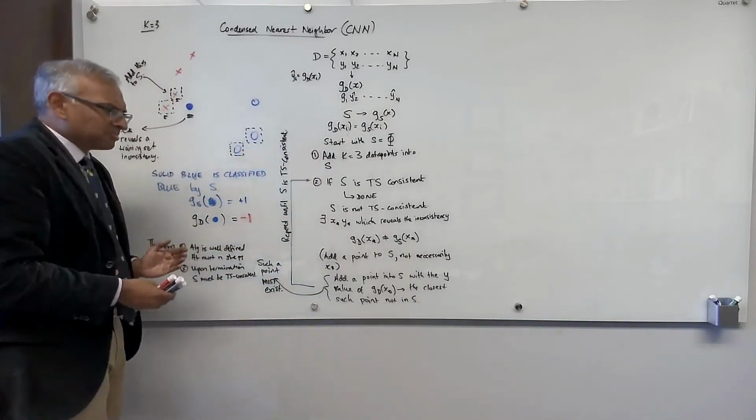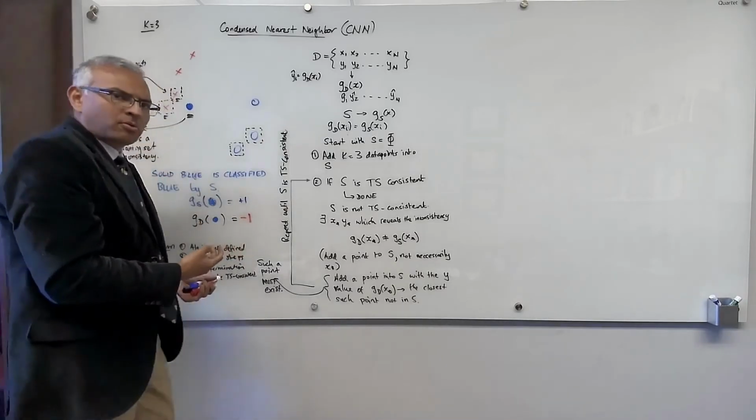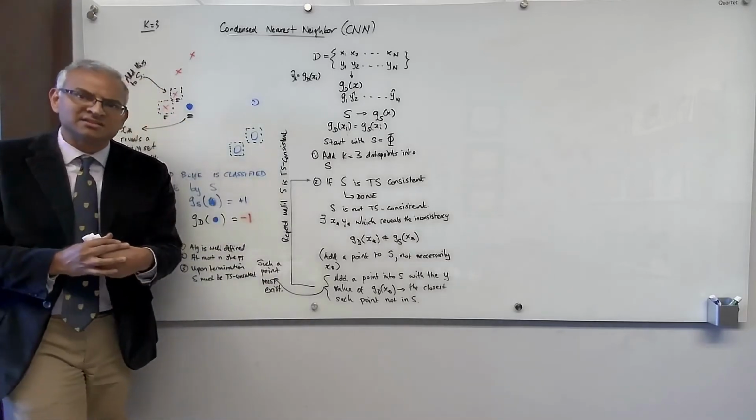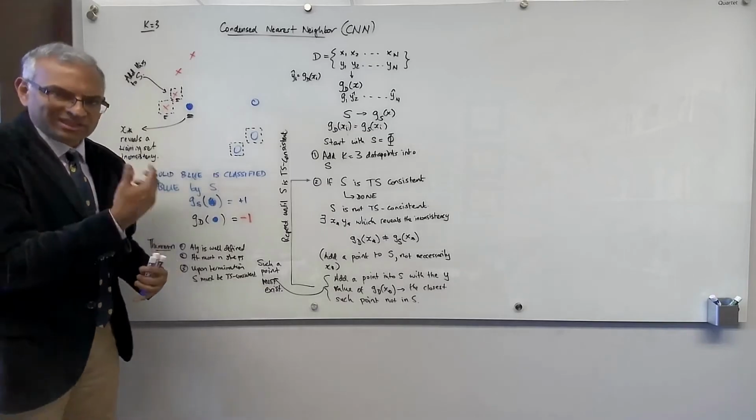It's relatively simple. The basic idea is iterative. At every step, if you're not training set consistent, add a point that's going to improve the training set consistency, at least with respect to the point that is revealing the inconsistency.